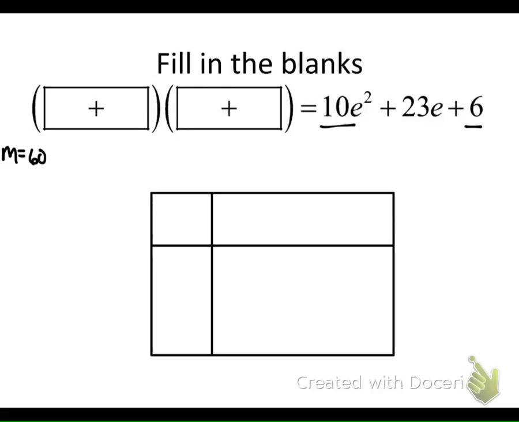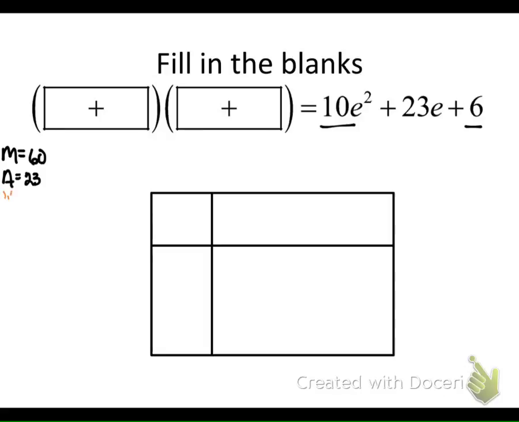So from there, we're going to find our A. Well, what coefficient have I not used yet? So that's going to be my A. Okay, so there's my MA. So what I need to do is list the factors of 60 and then determine which of those factors I can add together to get 23. So what are my factors of 60?